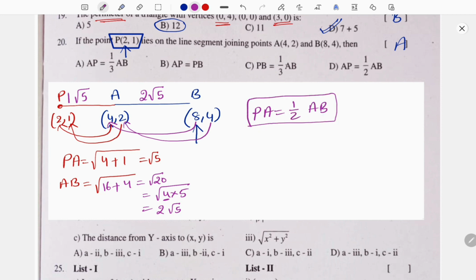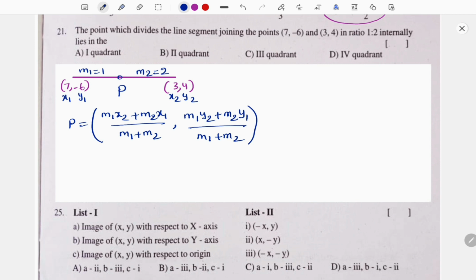So PA is equal to half of AB. Yes, PA is equal to half of AB. Therefore here the right answer is D. I hope all of you understood this one. Now we are going to discuss the 21st question.